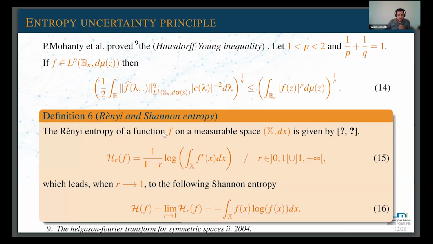The Rényi entropy of f on a space X with the measure dx is given by H_R(f) equals 1 over 1 minus R, logarithm of the integral over X of f(x)^R dx, where R is different from 1. When R goes to 1, the following Shannon entropy is obtained: H(f) equals minus the integral over X of f(x) logarithm of f(x) dx.